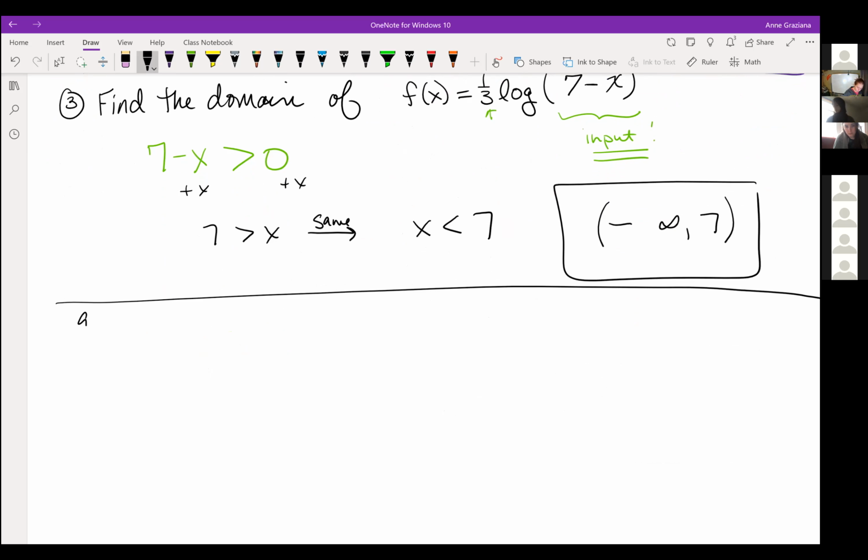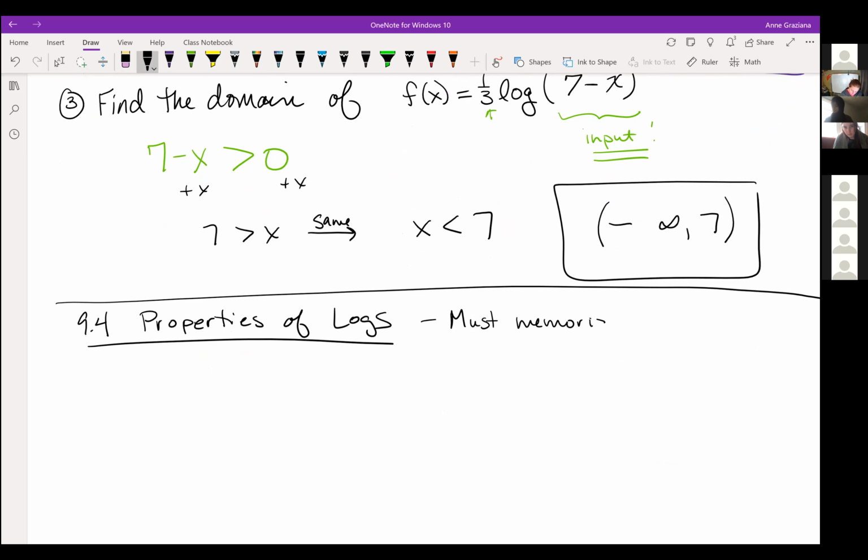All right, so here we go. 9.4. We're going to talk about the properties of logs. Okay, the properties of logs. And these things are really, really useful. We're going to use them a lot. You have to know them. You need to memorize them. So must memorize. You will use them a lot.